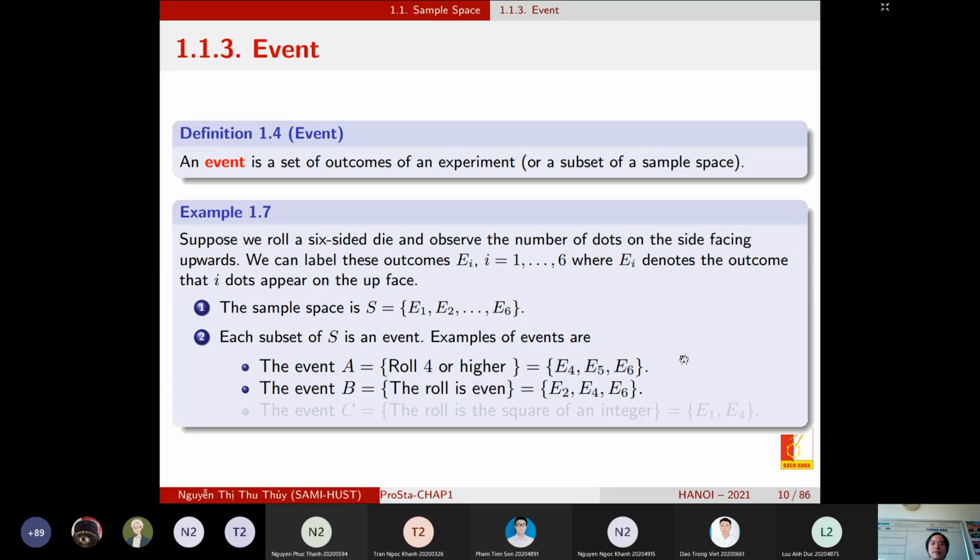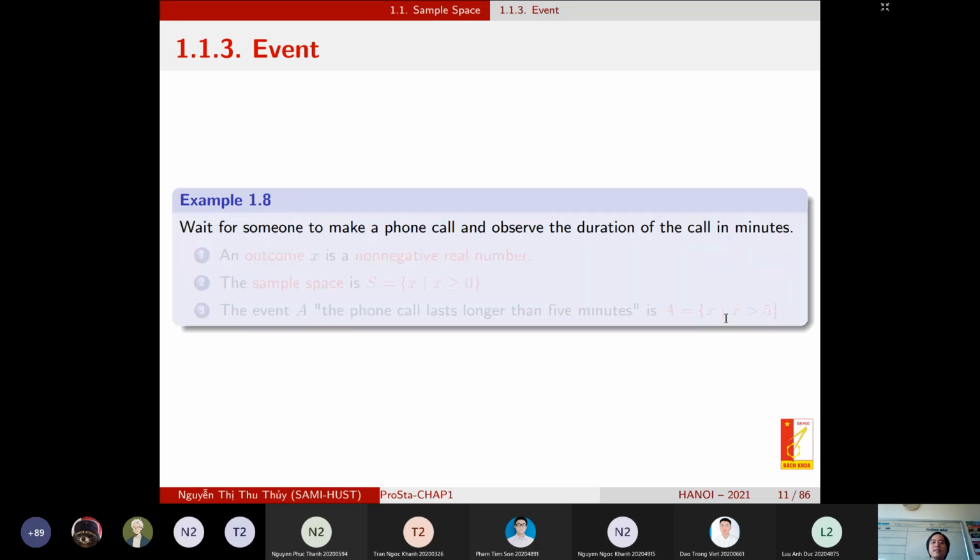Or the number of dots is even. That is event B. Or the number of dots is the square of an integer, so the outcome can be 1 or 4 dots. That is event C.